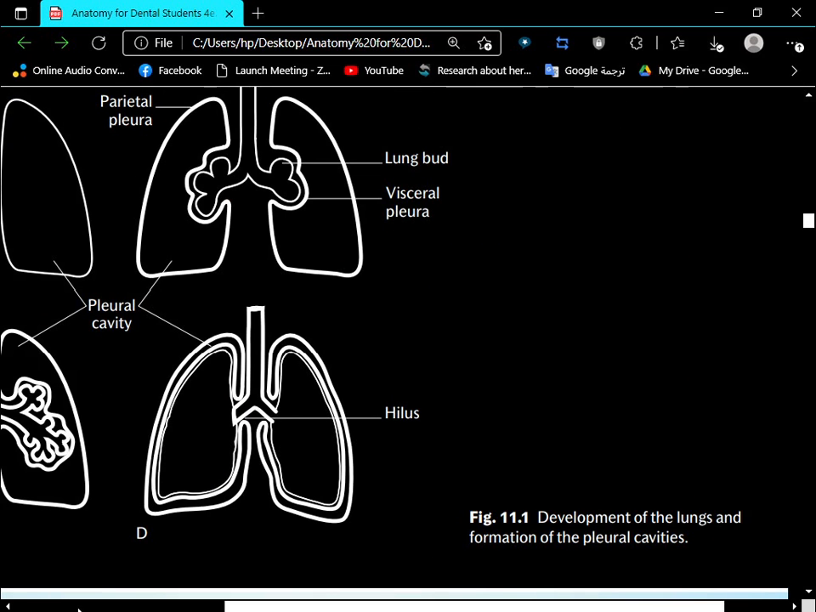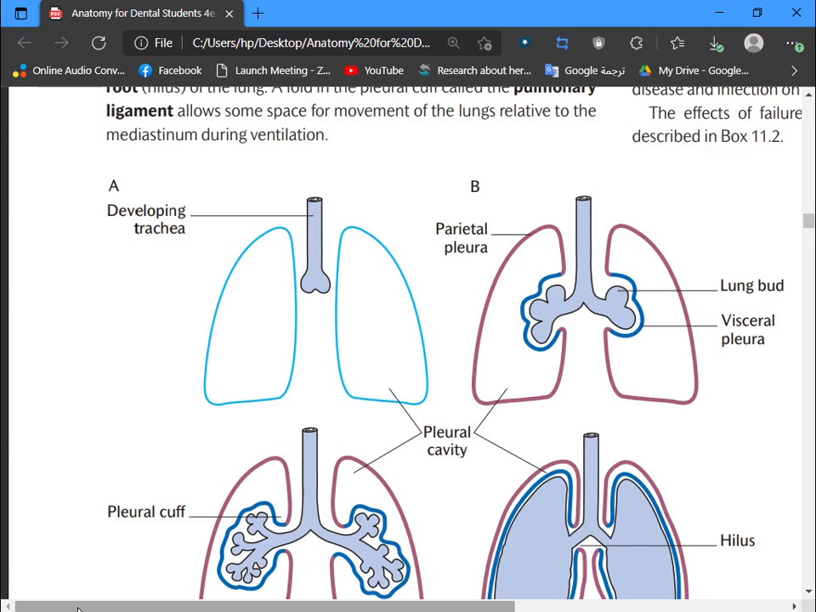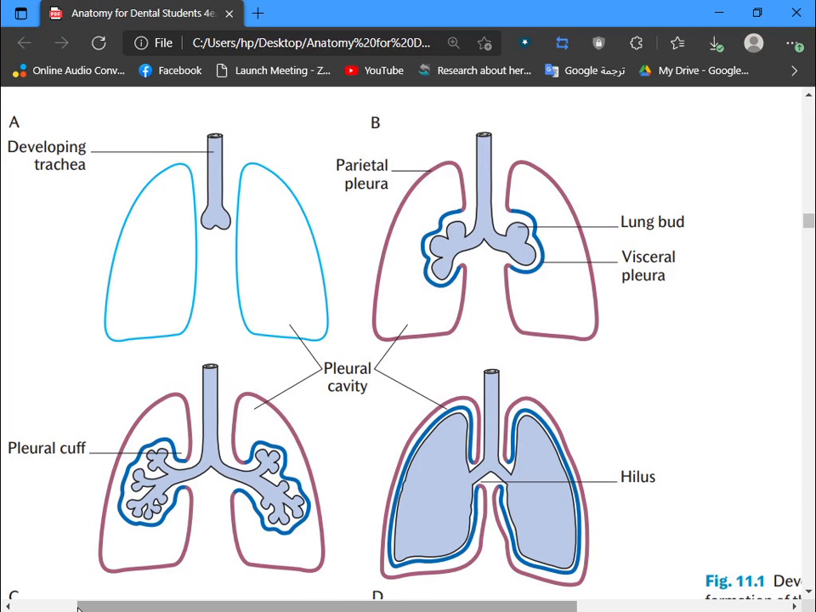Development of the lungs and formation of the pleural cavity: developing trachea, parietal pleura, lung bud, and visceral pleura; visceral pleura, pleural cavity, pleural cuff, hilus.